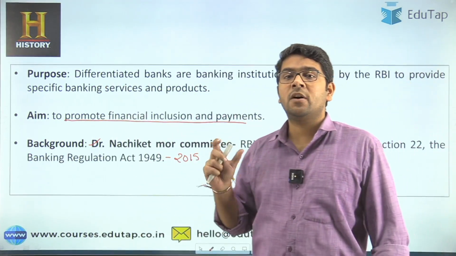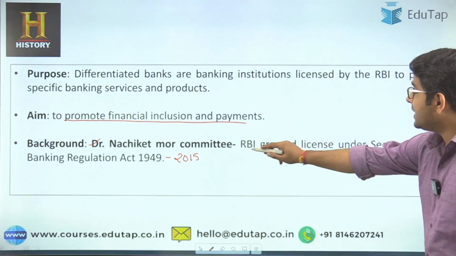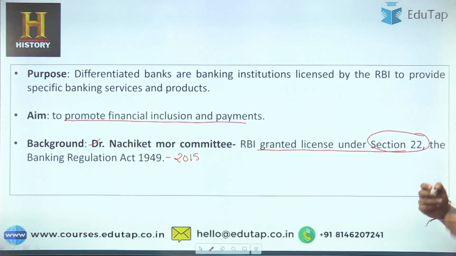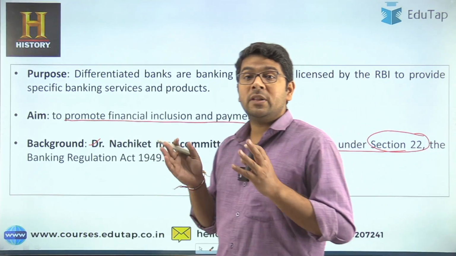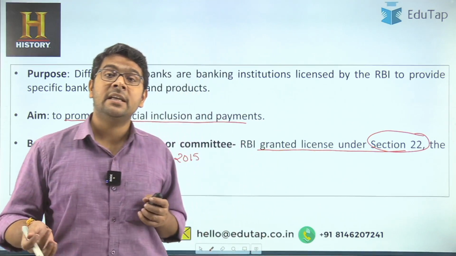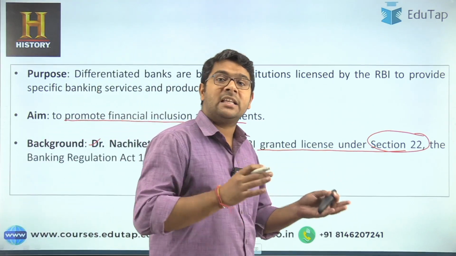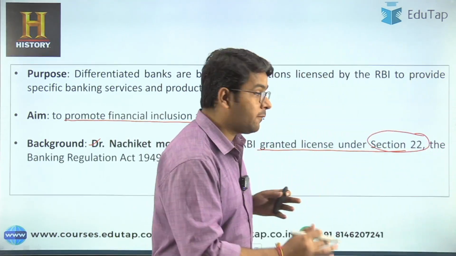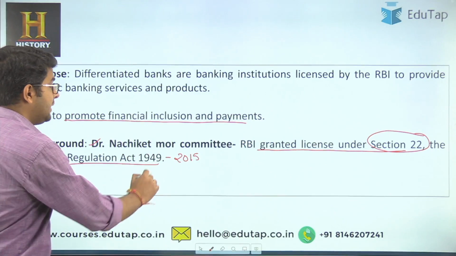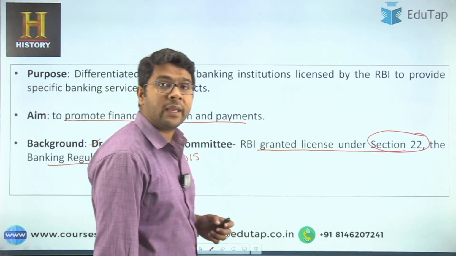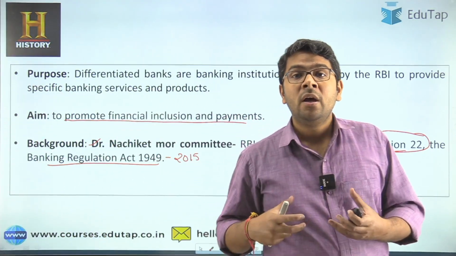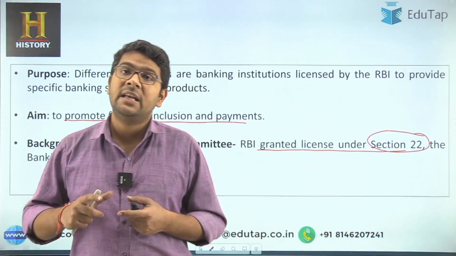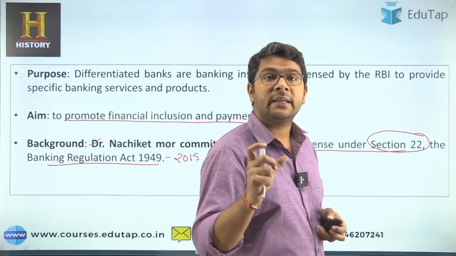And as per the recommendation of this committee, RBI has granted licenses under Section 22, guys, quite important, again an important section. So they can ask a direct question that under which section differentiated banks like small finance banks or payment banks have been given license. It is under Section 22 of the Banking Regulation Act of 1949. Okay, so guys, this was the background, and important questions can be asked on it as well: first, the name of the committee, as well as which section of the Banking Regulation Act.